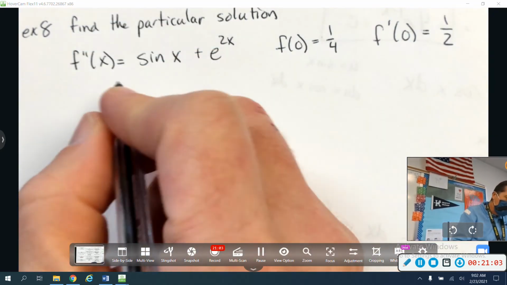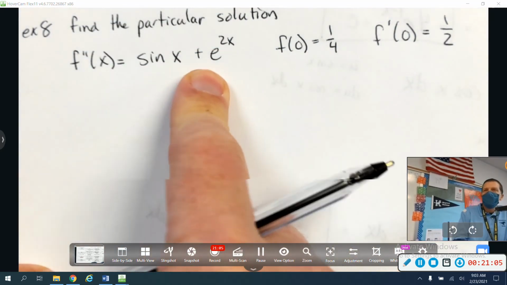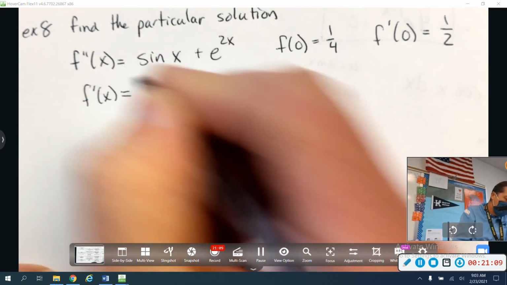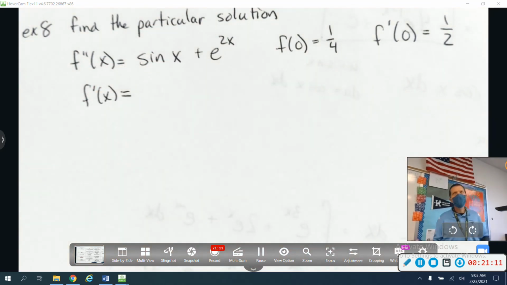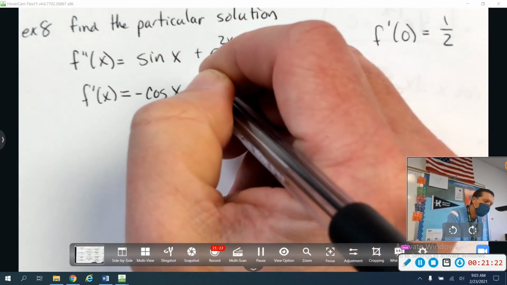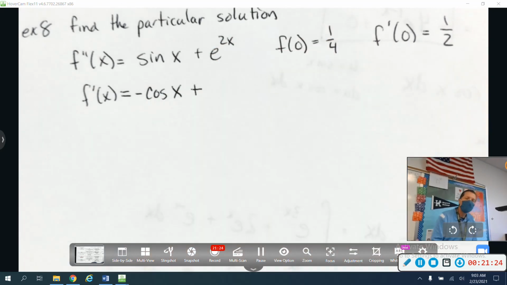So let's take an antiderivative. So we'll go from f double prime to f prime. All right, that was an antiderivative. So what's the antiderivative of sine of x? Good, negative cosine. The antiderivative of e to the 2x?